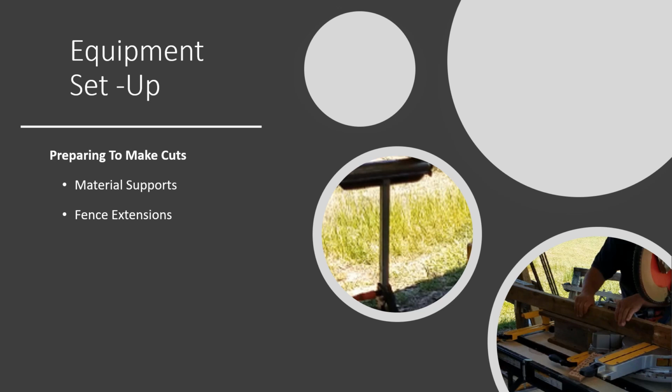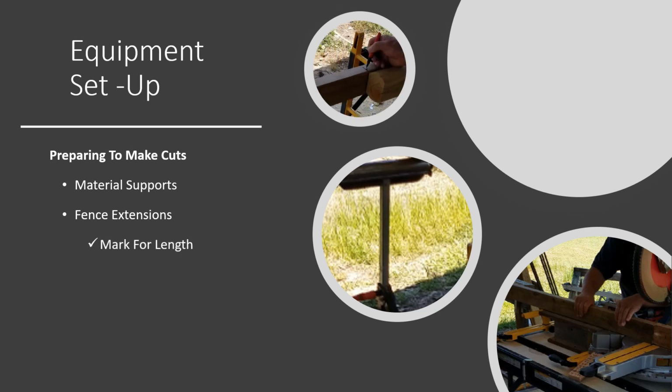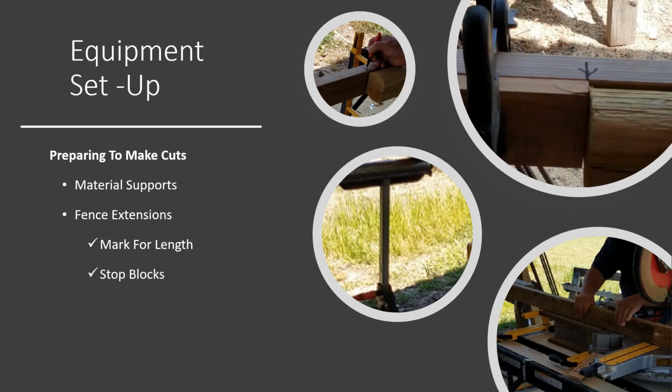One way to eliminate wasted time is to place a mark on the fence extension as a gauge to slide the material to. Then you make a cut. Another way to make measuring and cutting faster and more accurate is to attach a stop block to the fence. You can clamp it, you can screw it, whatever way you want to do it. You can save so much time and work just doing things like this. And when you save time, you save money.